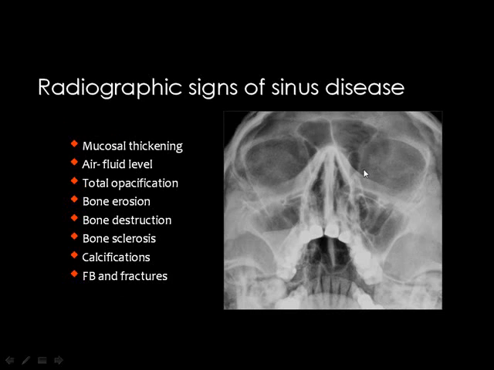Then here are the radiographic findings that can be seen in the plain X-ray considering paranasal sinus disease. Number one, you may see mucosal thickening, you may see an air fluid level like this one, and you may see total opacification of the sinus, bone erosion, bone destruction, bone sclerosis, intrasinus calcification, and sometimes you see foreign body, fractures.